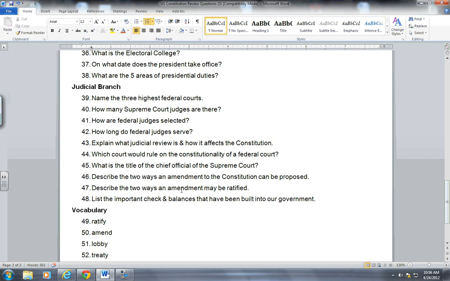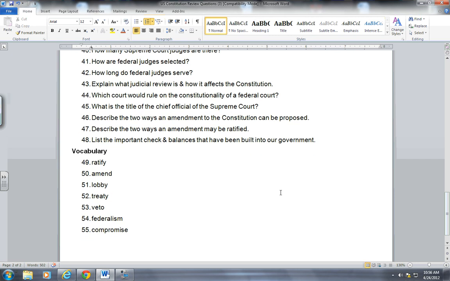48, the important checks and balances have been built into our government. The executive branch may check legislative by veto. Legislative may check executive by passing laws over that veto by a 2/3 vote. Judicial may check both by declaring laws unconstitutional.